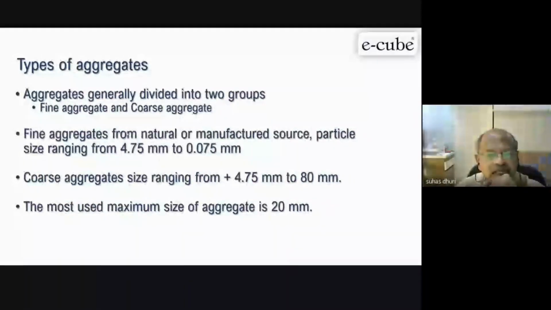Fine aggregate is 4.75 mm down to 75 micron, and the material which is retained on 75 micron, plus 80, is called coarse aggregate. A very simple definition to understand. There are two groups. One is fine aggregate, one is coarse aggregate.